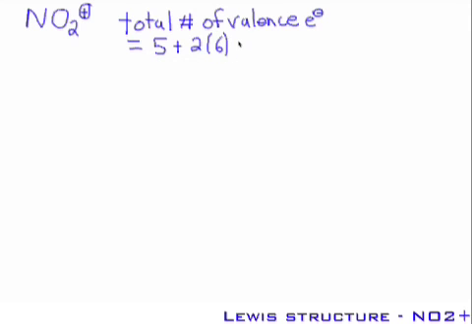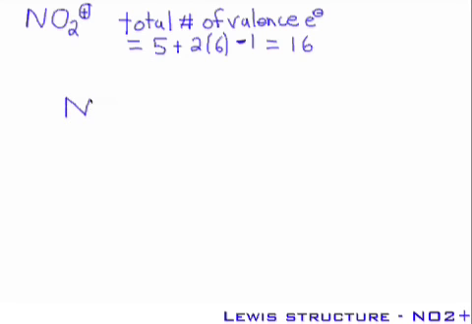And now we must subtract 1 because of the positive charge. All right. Now if I calculate this, I get 5 plus 2 times 6 is 12, 5 plus 12 is 17, minus 1, I get 16 valence electrons. So when I'm done my structure, I will want to check and make sure that there are only 16 valence electrons in the structure. Okay, so I can begin drawing my structure.